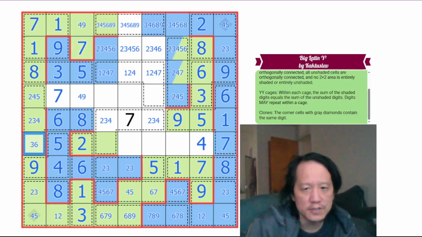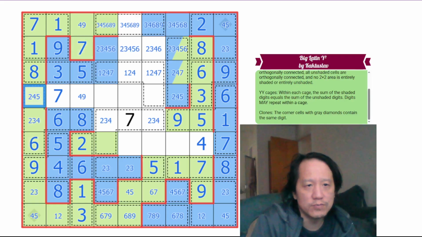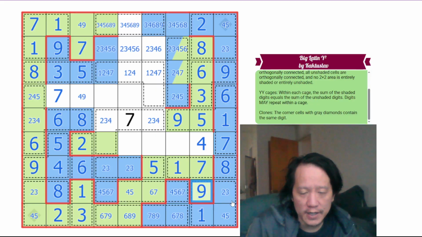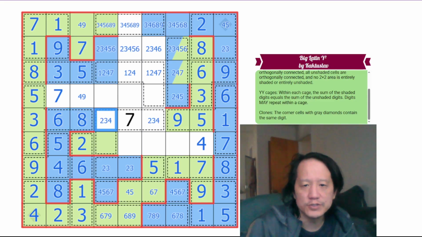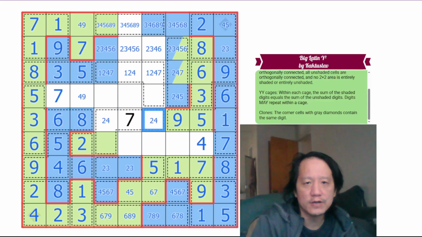This must be 6, that's the only place for it. This 1 here eliminates 1 here, so this is 2, which makes this 1. To add up to 9, it has to be 3 and 5. So that's 3 and 5, which makes this 2 and 4 and 2. That means this can't be 2 or 4, it's 5. This can't be 2 or 4, it's 3. That eliminates 3 here and 3 here.